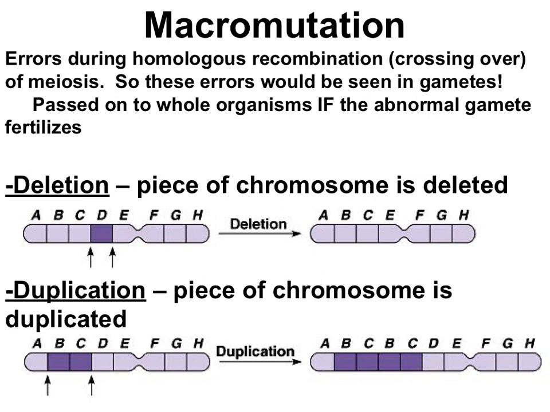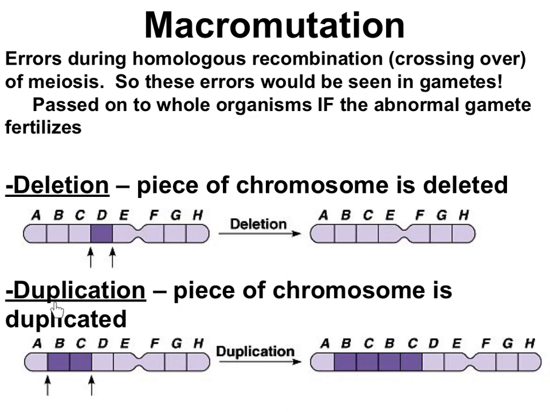The first type of macromutation is a deletion macromutation. This is when a crossing over error cuts out a big chunk of a chromosome. When crossing over, this chromosome gave up A, B, C, and D, but what it got back from its homologous partner was A, B, and C, so part D has been deleted.